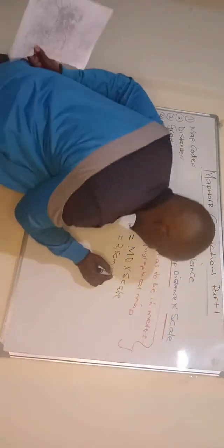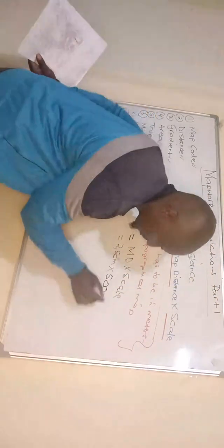Do you all understand why we are multiplying with 500 meters? We have divided the 50,000 by 100 because there are 100 centimeters in a meter. So we have converted the 50,000 centimeters into meters. So it means we are going to multiply our 2.5 by 500 meters.